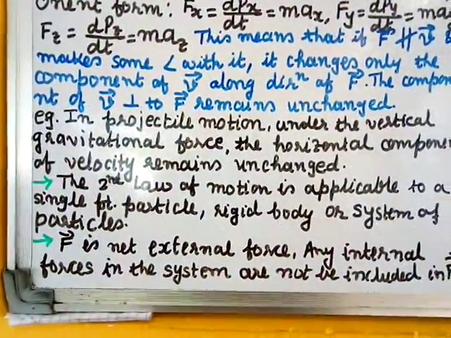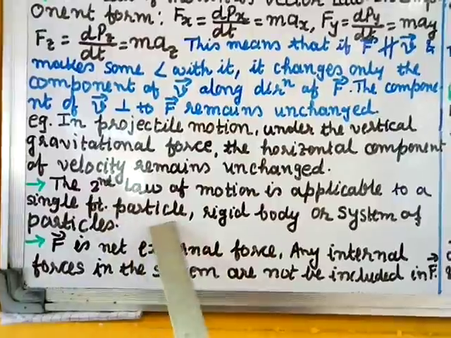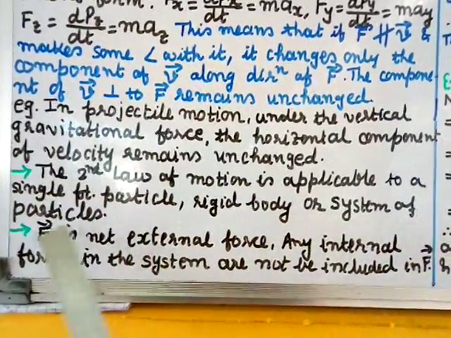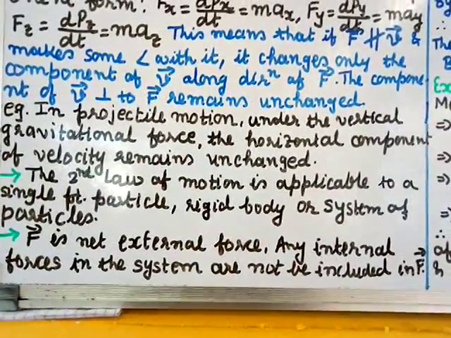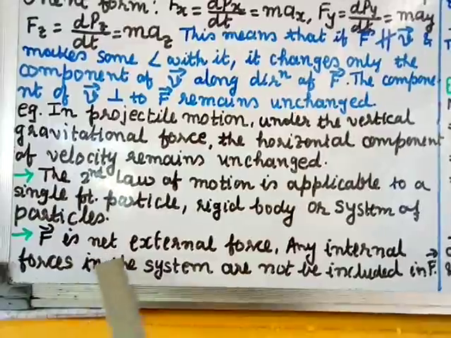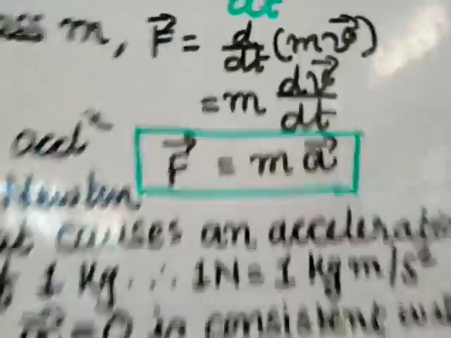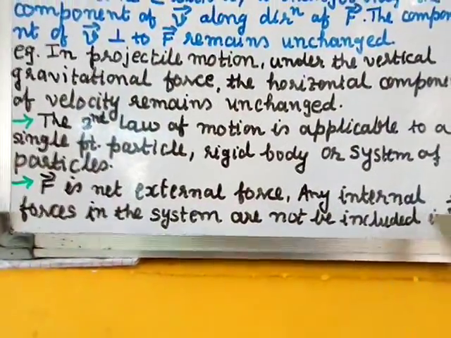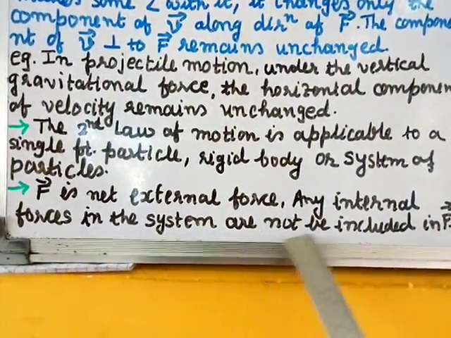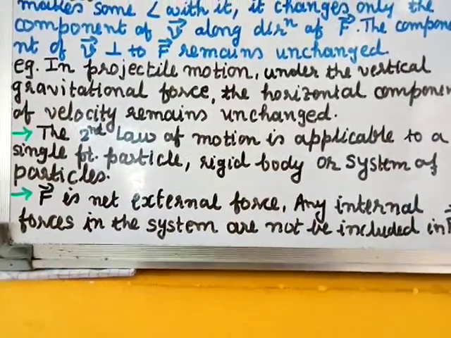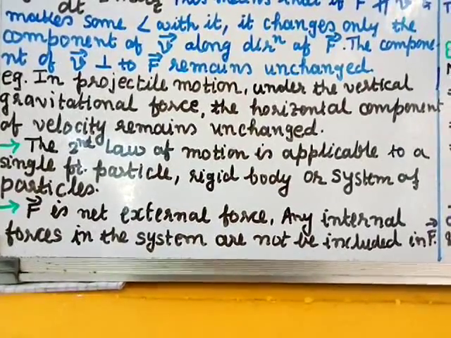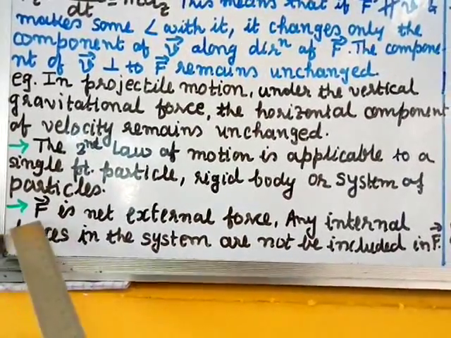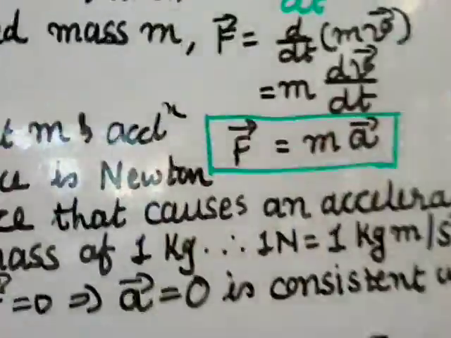The second law of motion is applicable to a single point particle, a rigid body or a system of particles. Force F is the net external force. Any internal forces in the system are not to be included in F. So if you are taking a system of particles, it will have internal forces, but those internal forces are not included in the net external force F.